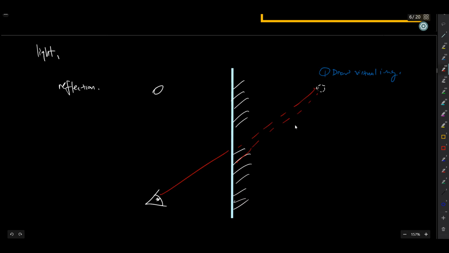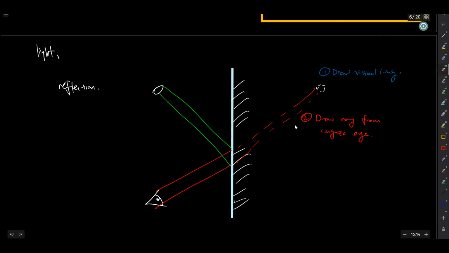See, there's refraction already, and that's not supposed to be. So this is the second step: draw ray from image to eye. Then the third step is to draw rays from object to mirror. This one is the image, and this one is the object.